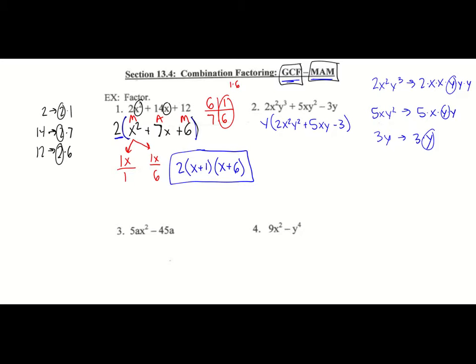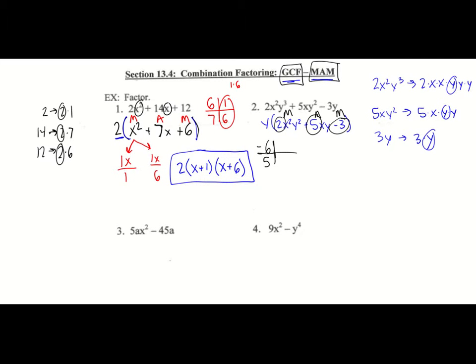Okay, so then I'm going to use MAM. I have multiply, add, multiply. Create my box. I have 2 times negative 3 gives me negative 6. And then I know they need to add to 5. So if I start multiplying numbers, if I have a negative 1 times 6, that gives me negative 6. And if I add those two, negative 1 plus 6, that gives me positive 5. So right away I found my answer, negative 1 and 6.